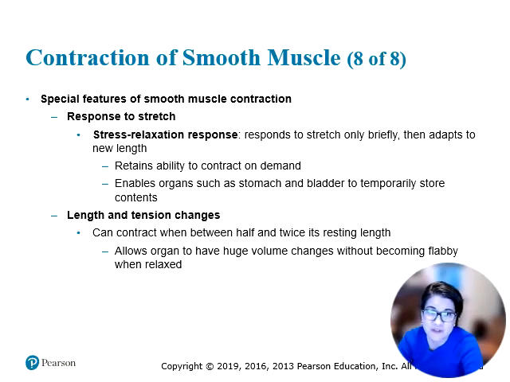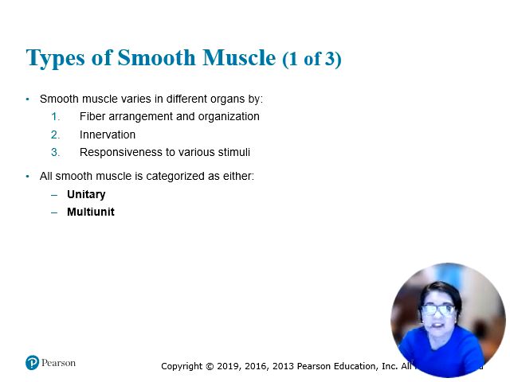And then there are length and tension differences. So it can contract when it is not at its resting length, if that makes sense. Normally, skeletal muscle needs to start contracting when it's at its resting length, but smooth muscle can contract when it's at a different length. So your muscles can change volume and still stay tense.